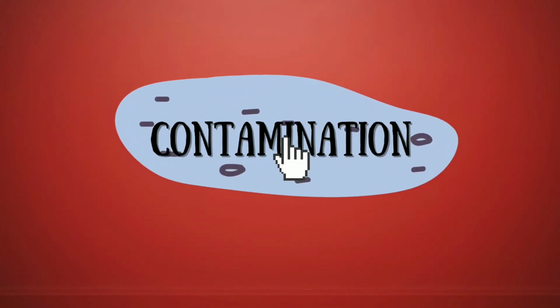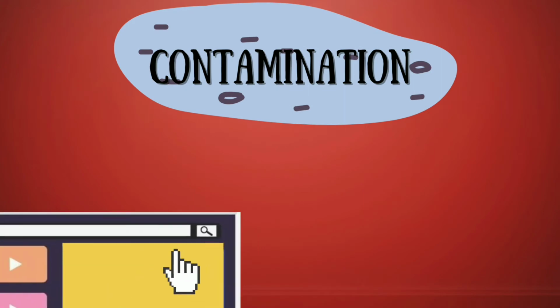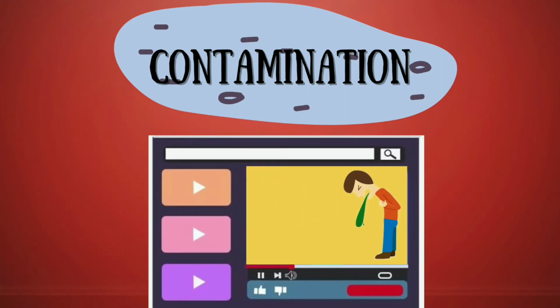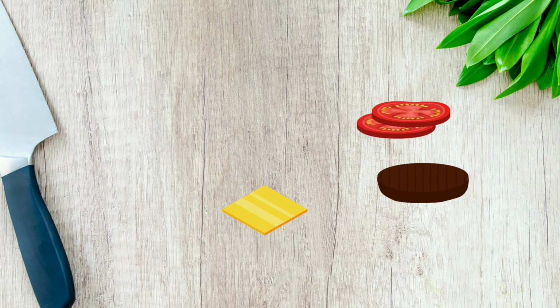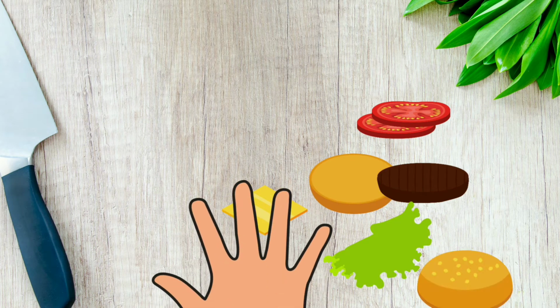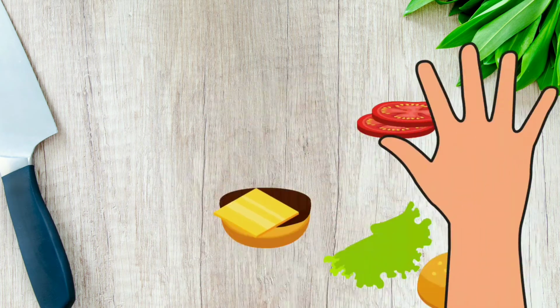Contamination. Contamination is a severe public health problem around the world, resulting in foodborne disease that affects human beings every year. Contamination is an unintended presence of a harmful substance in food.